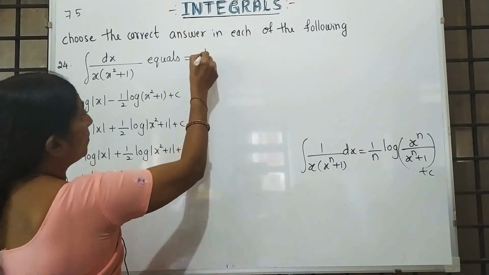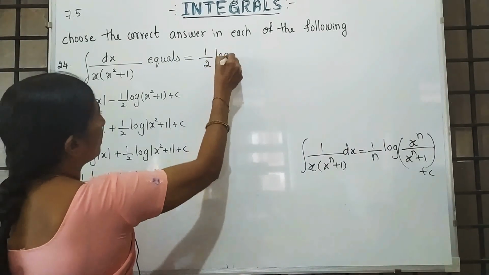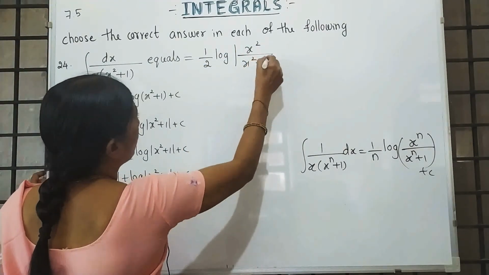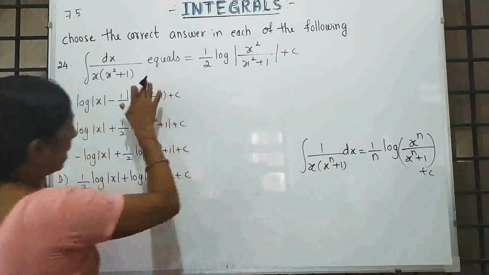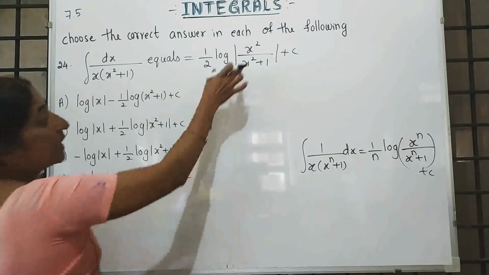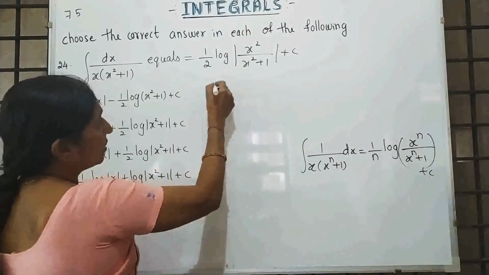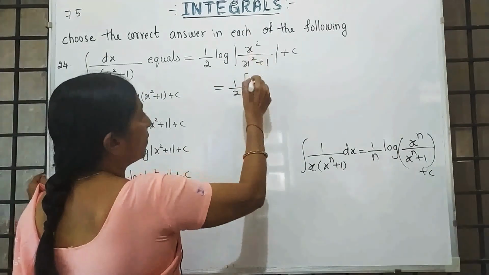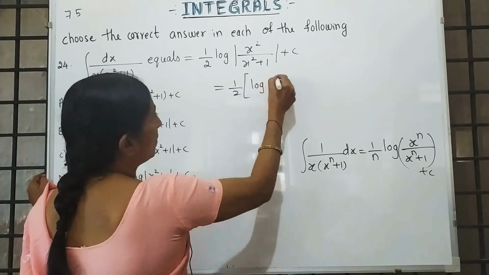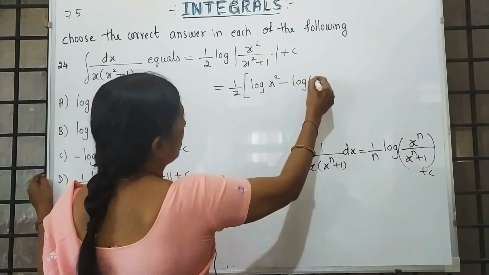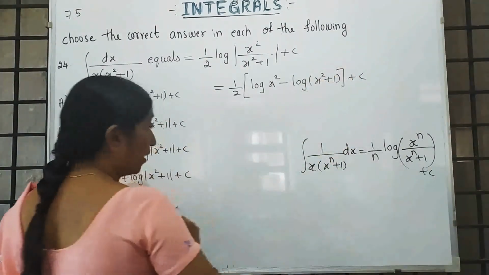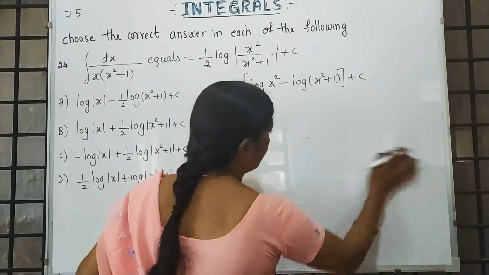It is 1 by 2 log of x square upon x square plus 1 plus c. But the answers are not in this form. It is log, so rearrange the log. Apply the properties of log. It is in the form of log m upon n, log m minus log n plus c. Take half for each term separately.